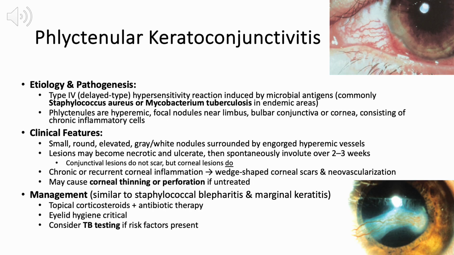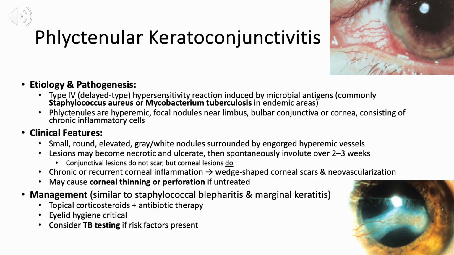Phlyctenular keratoconjunctivitis is a hypersensitivity reaction, typically type 4, triggered by microbial antigens such as Staphylococcus aureus or, in endemic regions, Mycobacterium tuberculosis. The hallmark lesions, phlyctenules, are hyperemic, focal nodules that develop near the limbus on the bulbar conjunctiva or cornea. Clinically, these appear as small, round, elevated, gray or white nodules surrounded by dilated blood vessels. These lesions may ulcerate or undergo necrosis before resolving over 2 to 3 weeks.